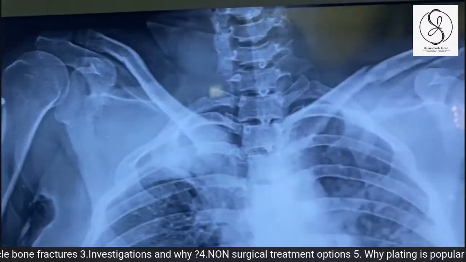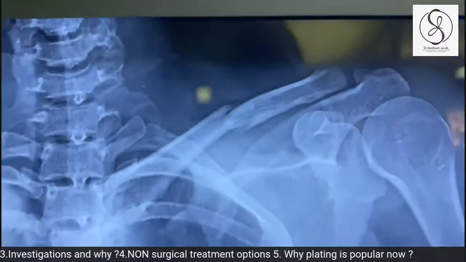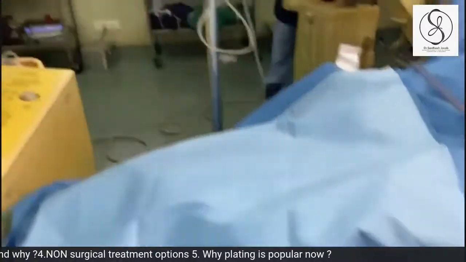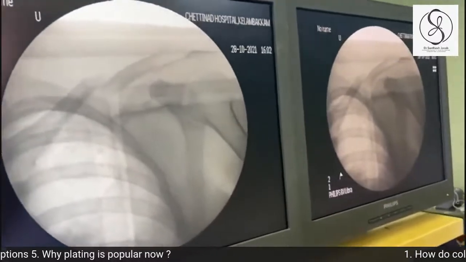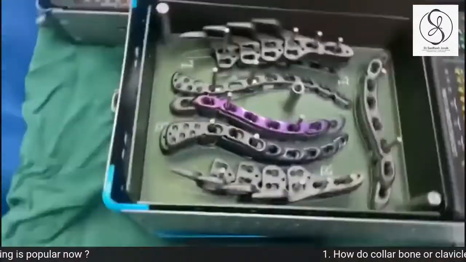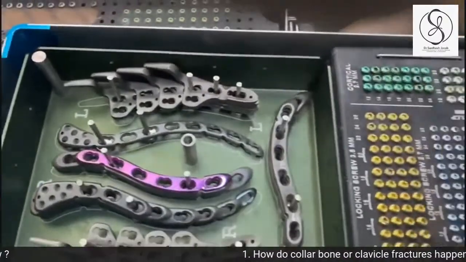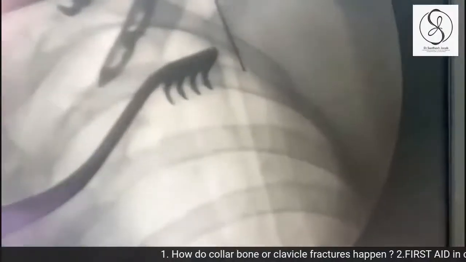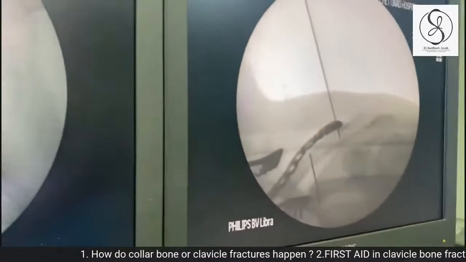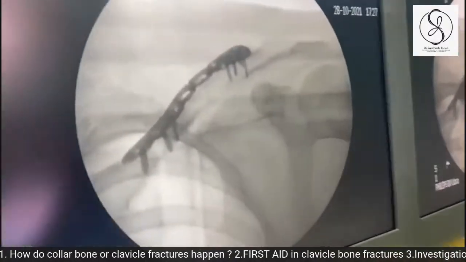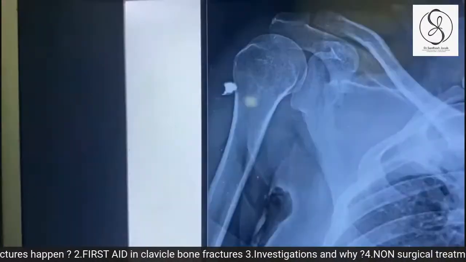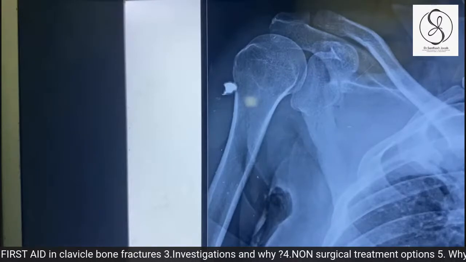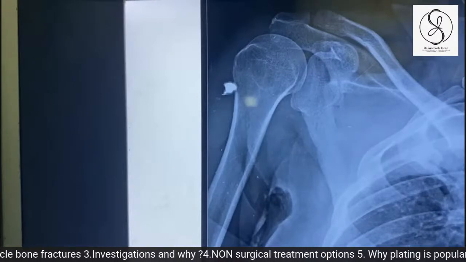Yeah, so if you guys see, here is the fractured clavicle. So on X-ray, when you see, both the ends are not together. One is completely separated. These are the plates which we used. And this is the live imaging which I use on table. This is after the fracture is fixed. So if you see, the bone-to-bone contact is very, very good.